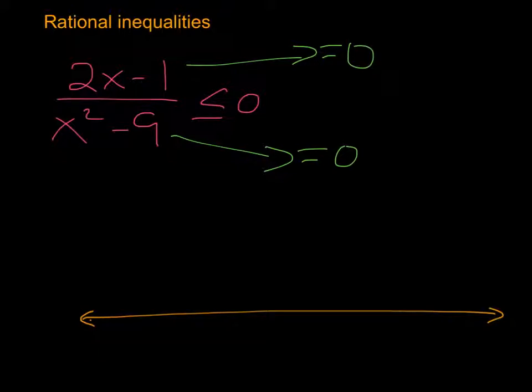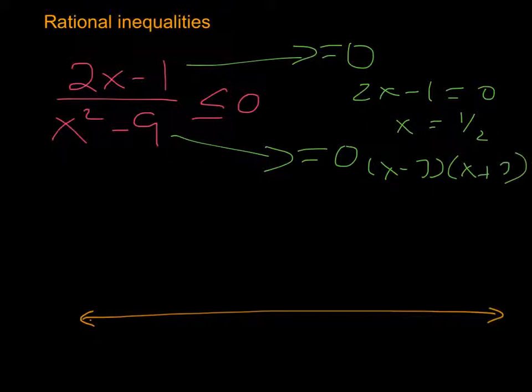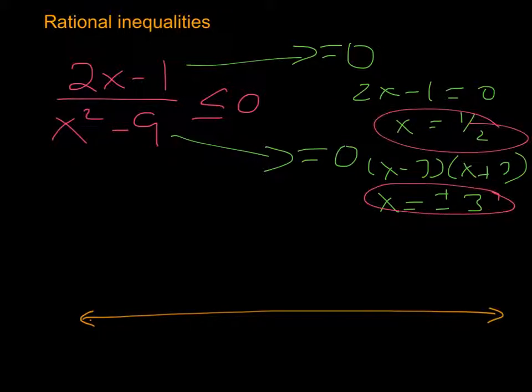Can you see if I set 2x minus 1 equal to 0, I'm going to get x equals positive 1/2. And down on the bottom, I can factor that out, right? So I'm going to get x minus 3 and x plus 3, so x equals positive and negative 3. Okay, so these are going to be my critical points right here. And all I'm going to do is just put those on the number line.